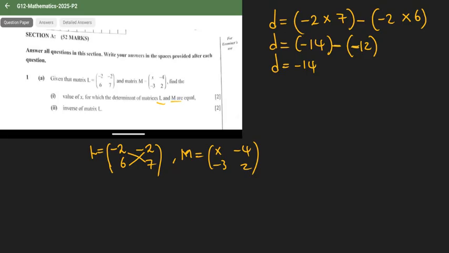Negative multiplied by negative, you're going to get positive 12. And your determinant becomes negative 2. This we know. Now, we have found the determinant of this one.